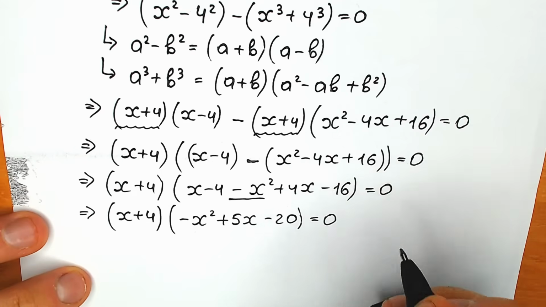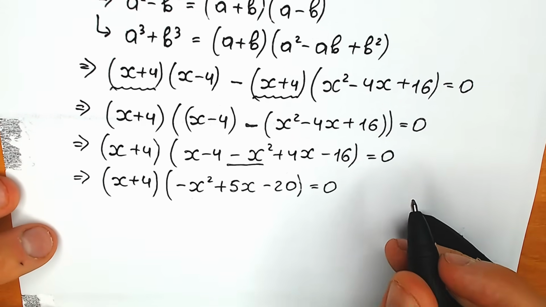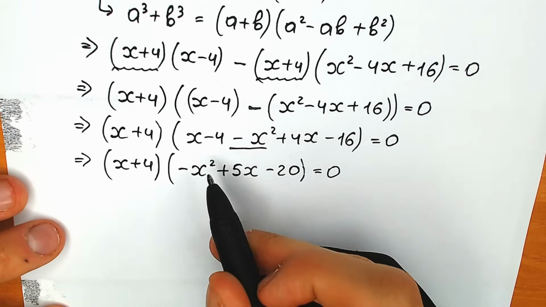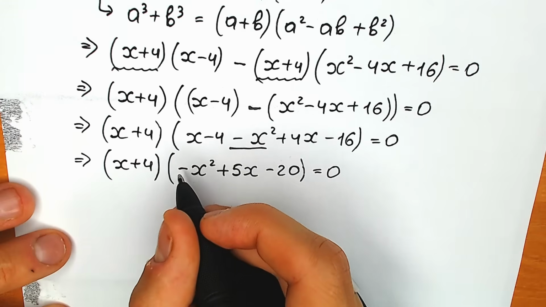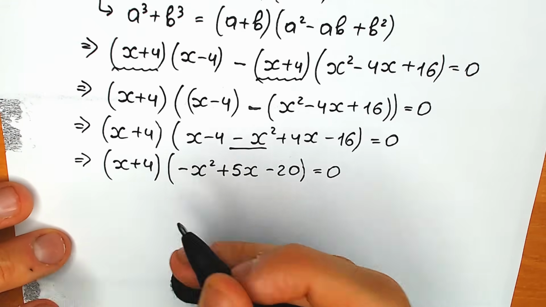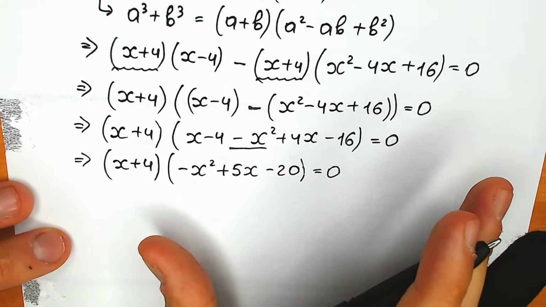And right now, of course, this is up to you, but I recommend you to multiply both sides by minus 1, because we have a negative sign right here. Or we can do it further. This is up to you. Of course, okay, let's leave it like that.